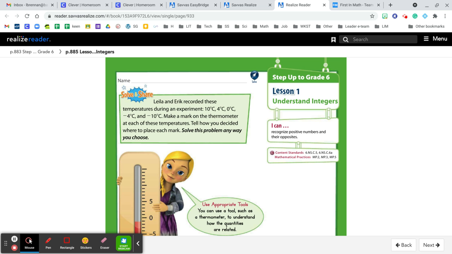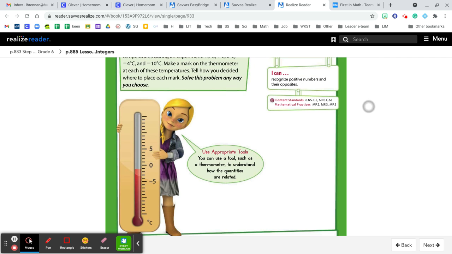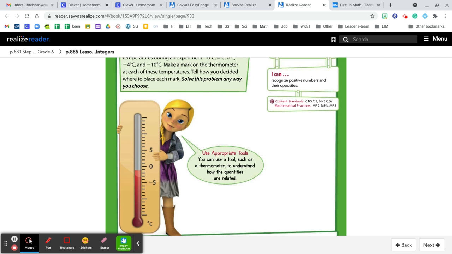Lila and Eric recorded these temperatures during an experiment: 10 degrees Celsius, 4 degrees Celsius, 0 degrees Celsius, negative 4 degrees Celsius, and negative 10 degrees Celsius. Make a mark on the thermometer at each of those temperatures. Tell how you decided where to place each mark. Solve the problem any way you choose. I can recognize positive numbers and their opposites. So opposite would be the opposite distance from 0.